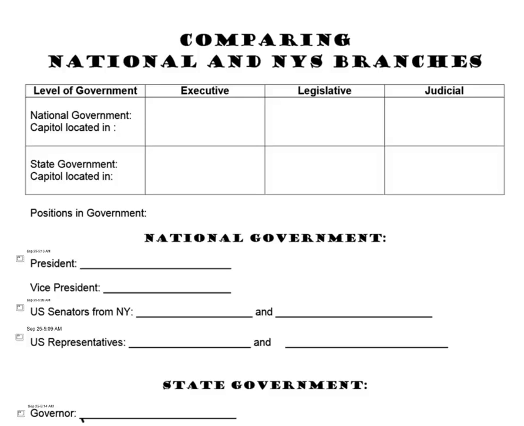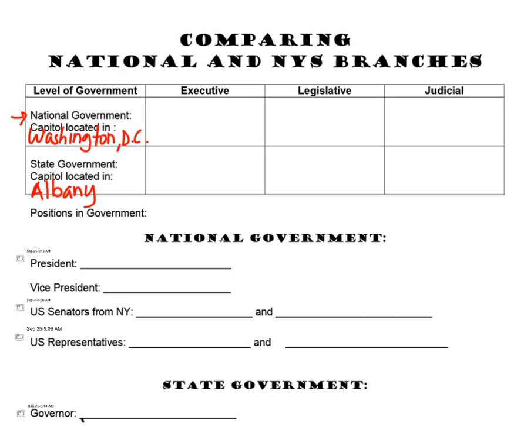All right, so let's look at the national and New York State branches. The national government capital is located... Do you remember where that is? Hopefully you said Washington, D.C. That stands for the District of Columbia. It's not a state, remember. The state capital of our state is Albany.